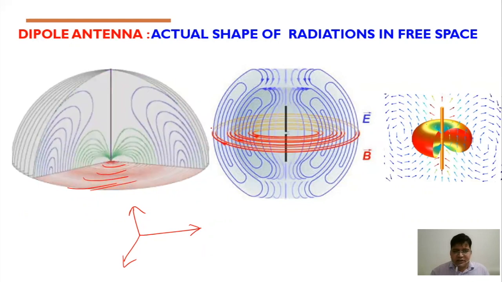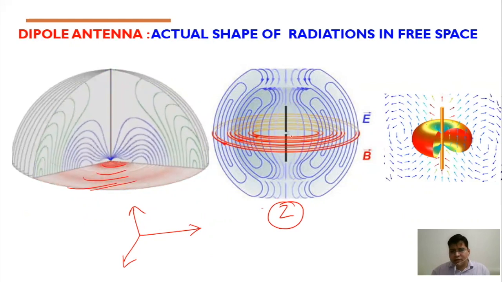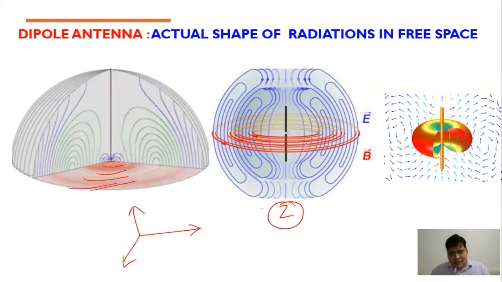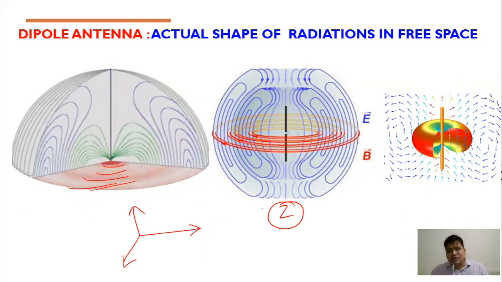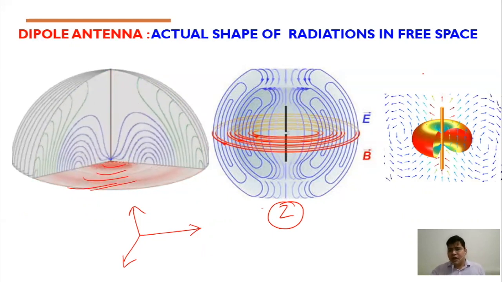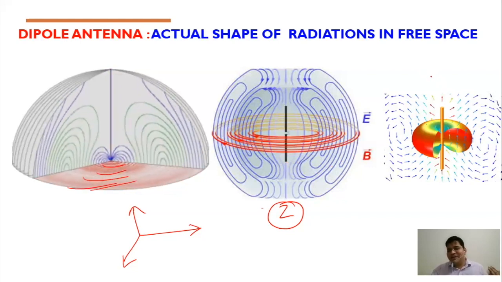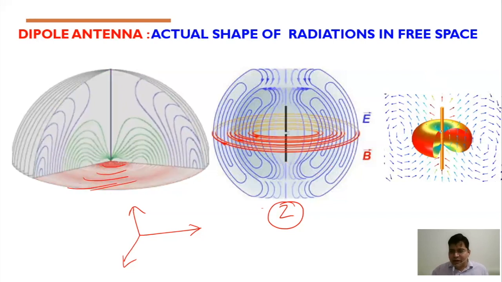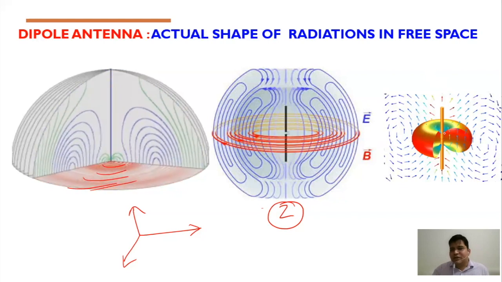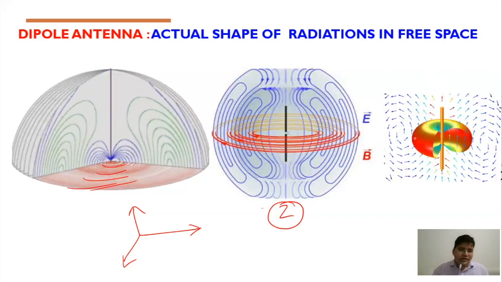So that is the real scenario. In the second figure, you can observe the blue lines are showing the electric field lines, and these red lines are representing the magnetic field lines. So in this way the field is moving, and for the final radiation, how does the field look? Even though we can't see the fields, how can we realize them? For a dipole antenna, the radiation pattern of this antenna looks like this. It is looking like this.